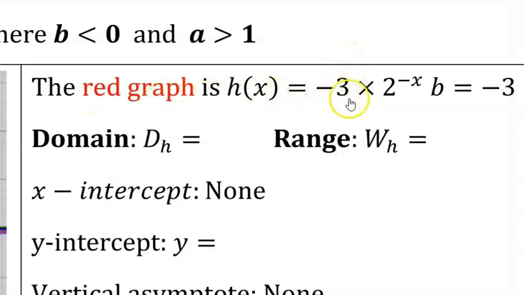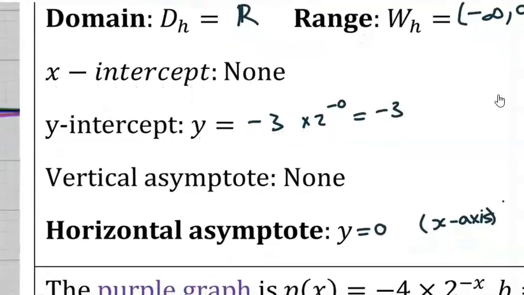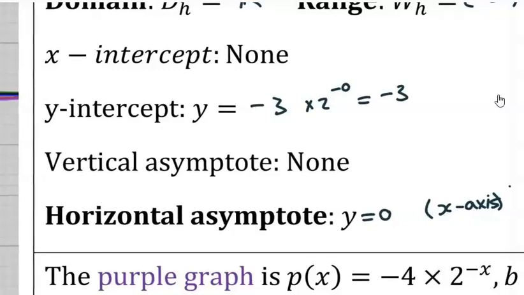Let us look at the red graph. My b value is negative 3 here, so b is negative 3. First, my domain is all real numbers. My range is, since we are now below the x-axis, from negative infinity up to 0. My y-intercept is minus 3 times 2 to the minus 0, which is equal to minus 3.